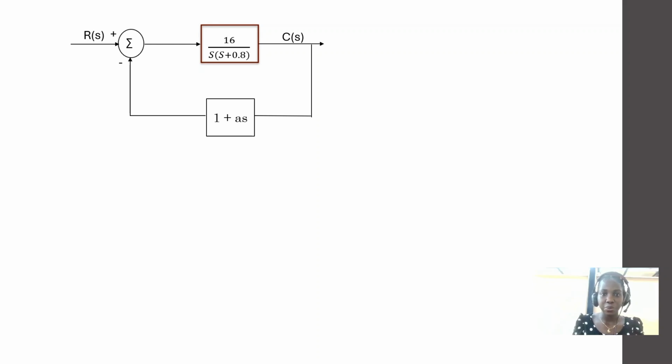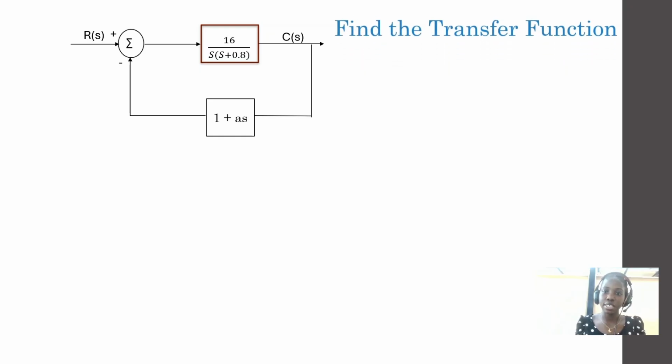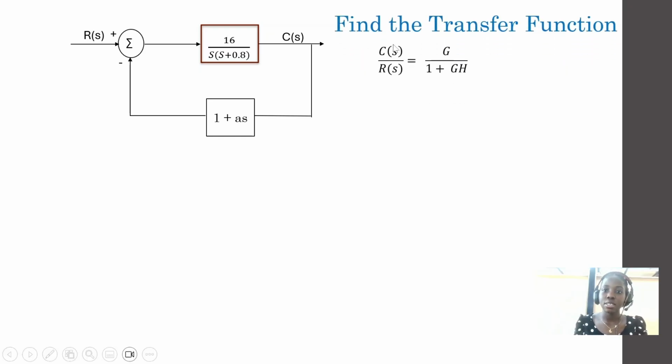So to continue with this question, you have to find the transfer function of this circuit. And checking this circuit, realize that it has a negative feedback. And the formula for finding the transfer function of a circuit with a negative feedback is C of S over R of S. That's the transfer function, or should I say the gain. It's equal to G over 1 plus G times H.